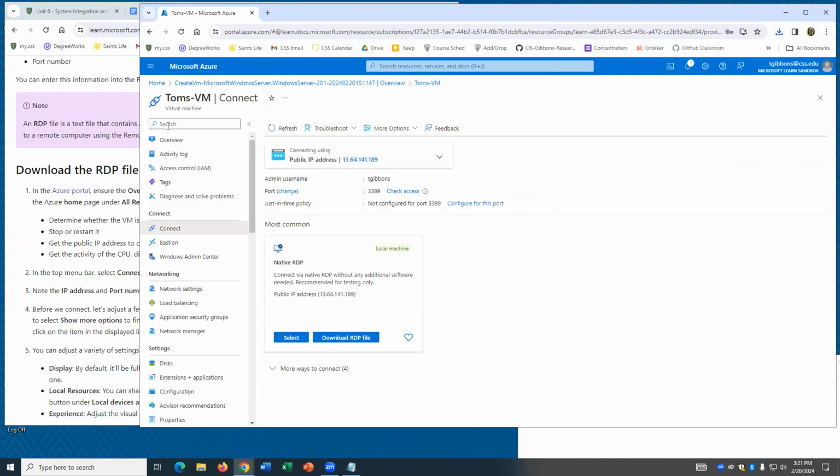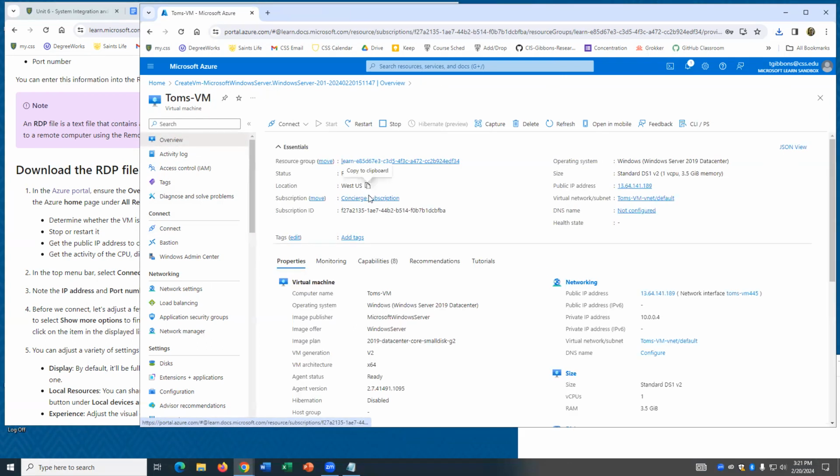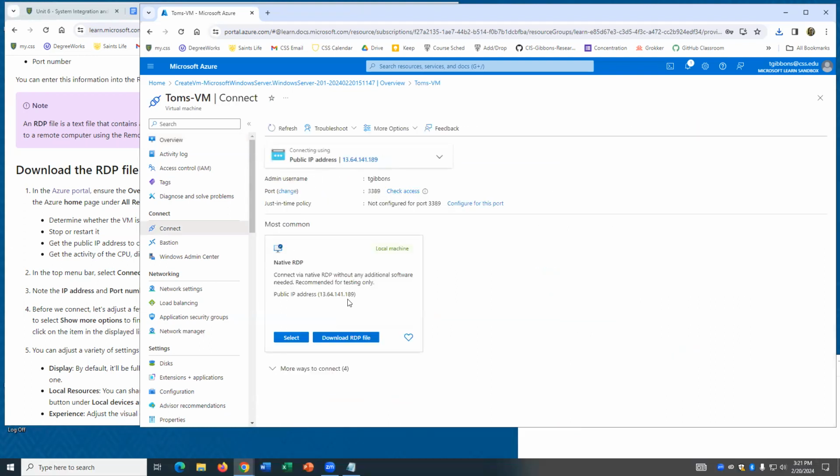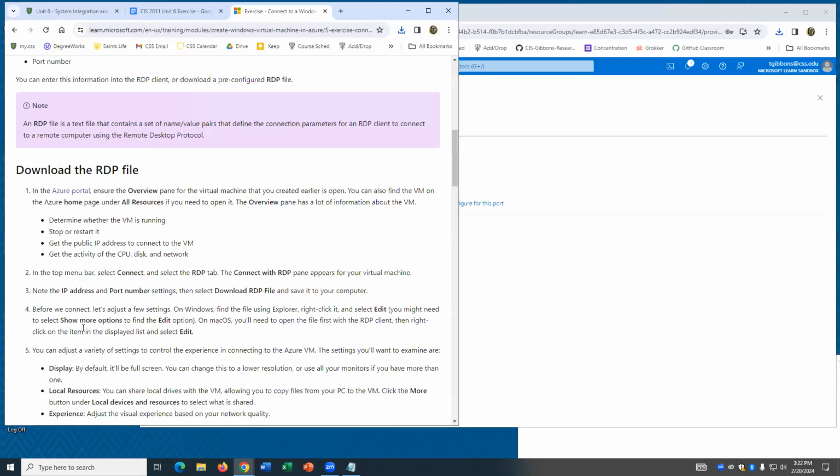So again, I'm at the VM here. I hit the connect button and just said connect. It'll bring up this connect window. You can also just go here on the left and choose connect. And I want to just note this public address and download this configuration file. That'll make sure I have a secure connection so that not just anyone can connect and try to log into my virtual machine.